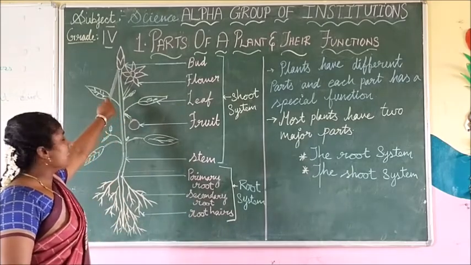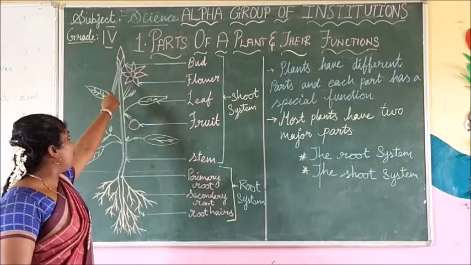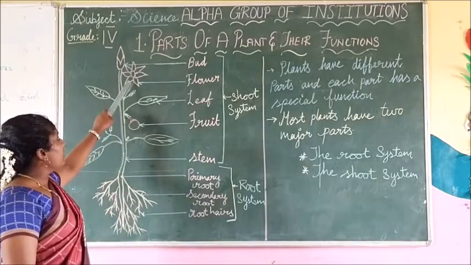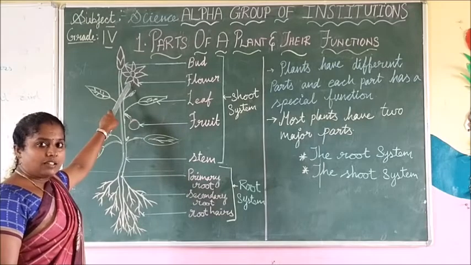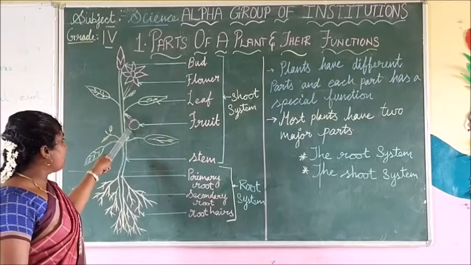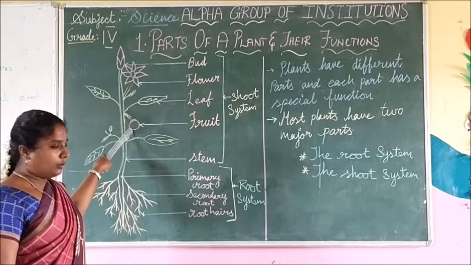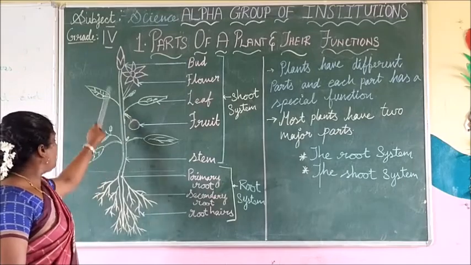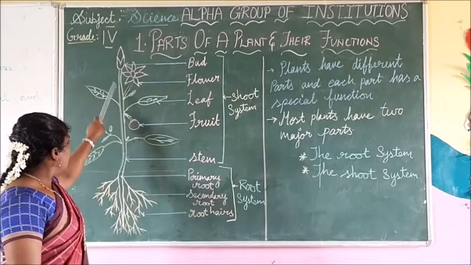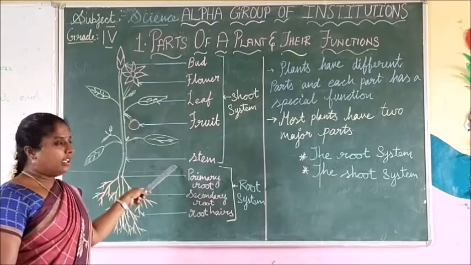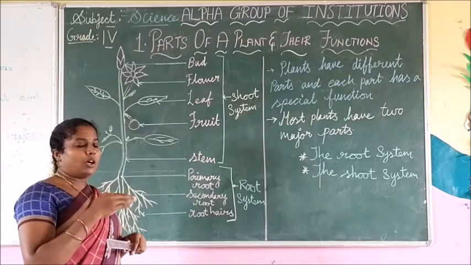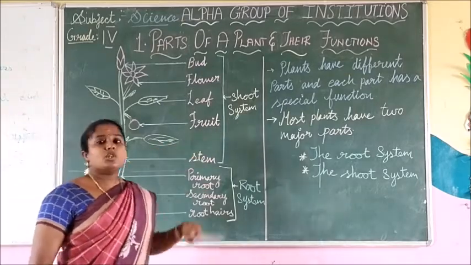What is this? This is a bud. From the bud only we will get the flower. This is a flower. This is a leaf. This is a fruit. And this long part is called the stem. This is visible and above the ground, so it is called the shoot system.